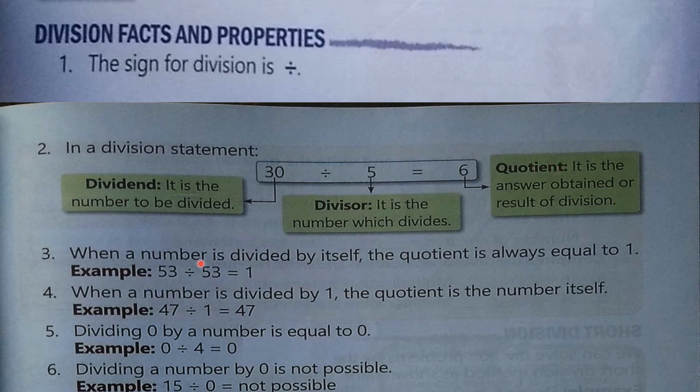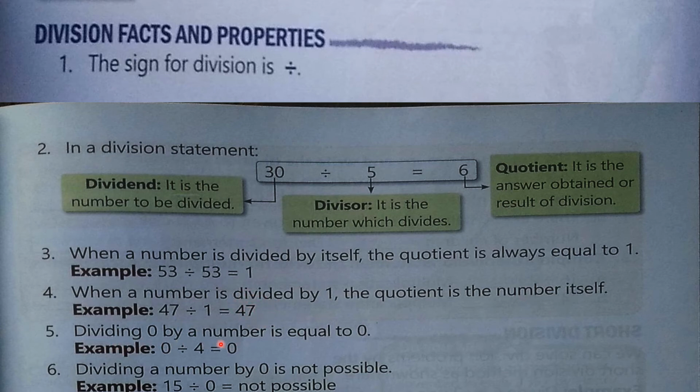Got it? Okay, next, when a number is divided by itself, the quotient is always equal to 1. When we divide any number by itself, we will get the answer 1. Now, when a number is divided by 1, the quotient is the number itself. When we divide any number by 1, we will get the same number as the quotient, meaning the answer.